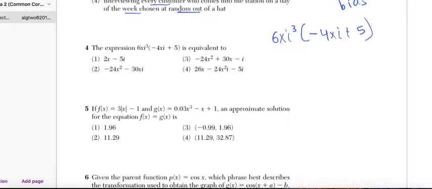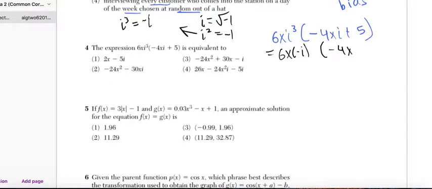I take that back. I'm going to simplify it. Guys, so i is equal to the square root of negative 1. i squared is simply equal to negative 1. Okay? i cubed is equal to negative i. So this is the same as 6x times negative i, all multiplied by negative 4xi plus 5. This becomes negative 6xi times negative 4xi plus 5.